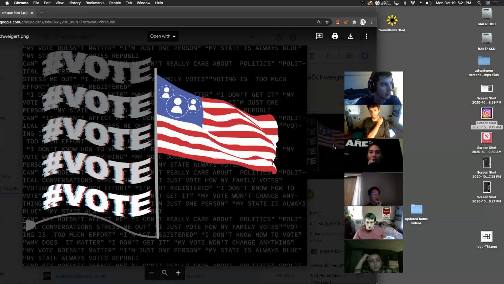Well, in the flag too, in the stripes, I was going to have more positive quotes, because in the back right now they're negative quotes about voting. So in the flag, I was going to have stuff like "I voted" or "I registered to vote." I don't know if that makes a difference.